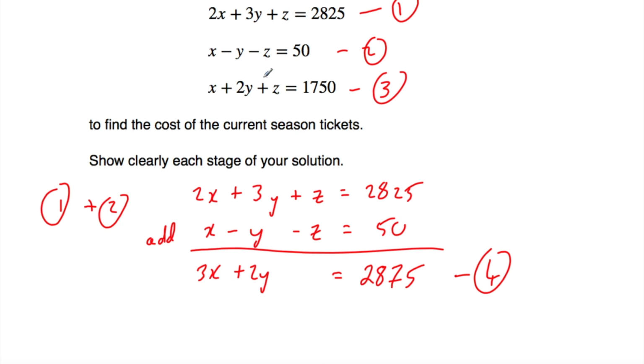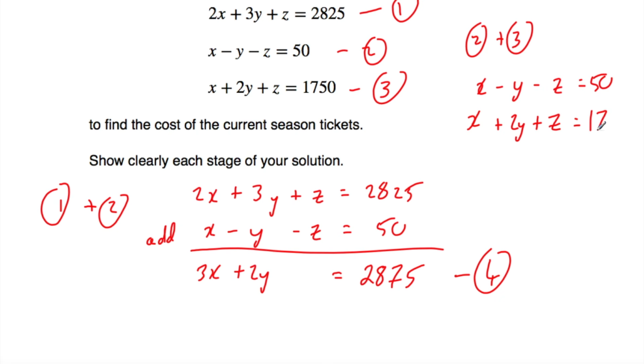Now I'm going to add equation 2 and equation 3 to cancel out the z's as well. Equation 2 is x minus y minus z equals 50, and equation 3 is x plus 2y plus z equals 1,750. Let's add them together and see what we get. x plus x is 2x. Minus y plus 2y is equal to y, so plus y. Then minus z plus z is equal to 0, so they cancel out. And that's equal to 1,800. That's great. Let's call that equation 5.